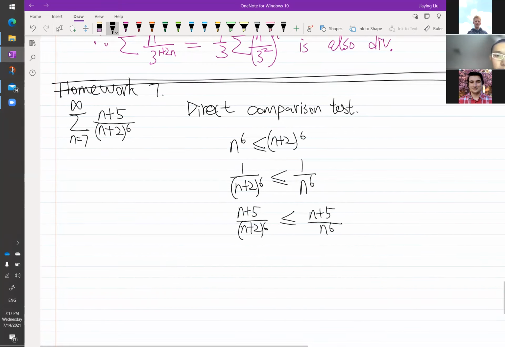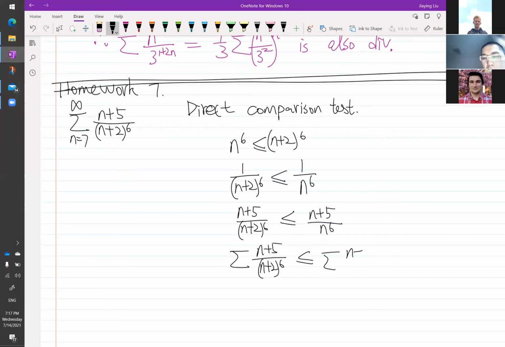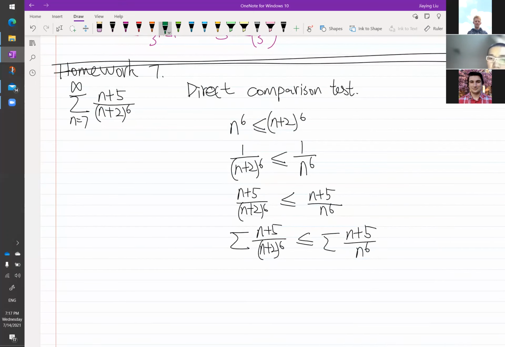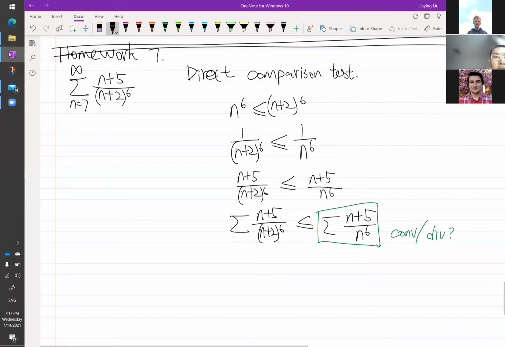So that means this given series, (n plus 5) divided by (n plus 2) to the 6th, is going to be less than or equal to the series (n plus 5) over n to the 6th. I know that, right? And then the next part is to decide if this is convergent or divergent. That one is simpler. We should be able to determine the convergence there. And to do that, I'm going to use a trick.